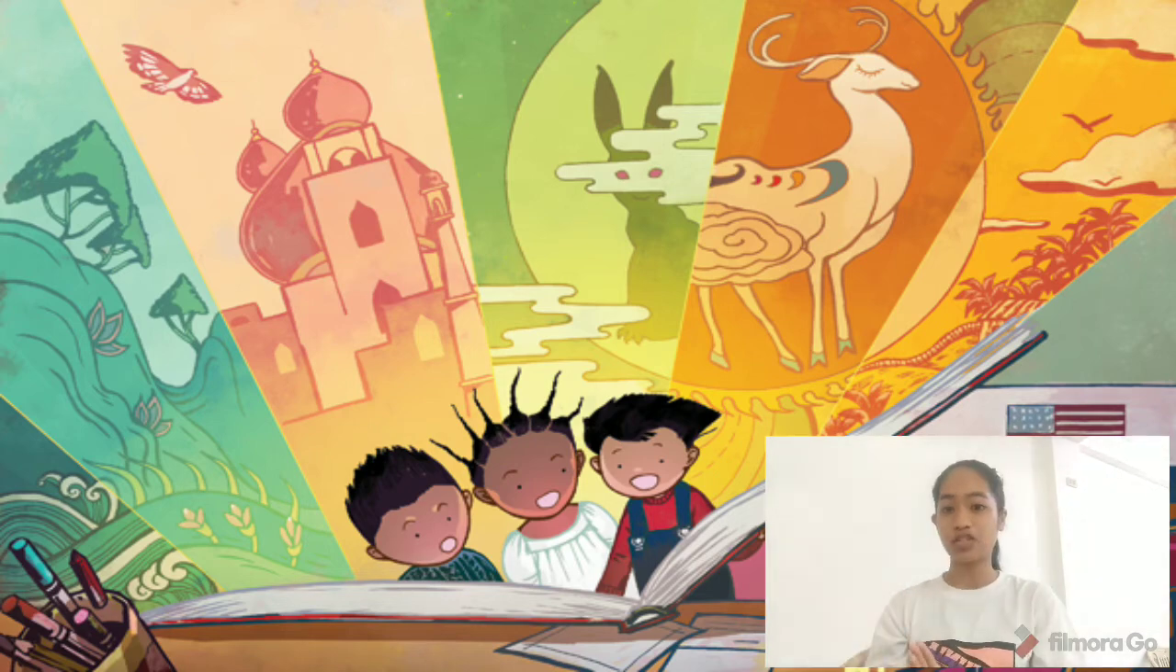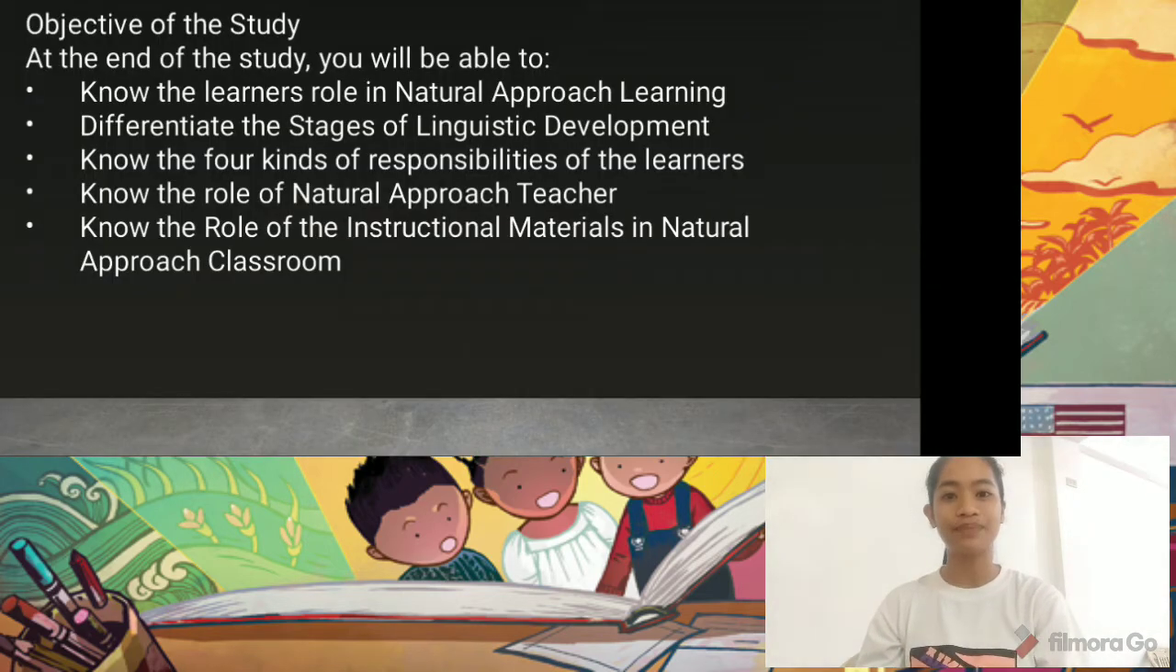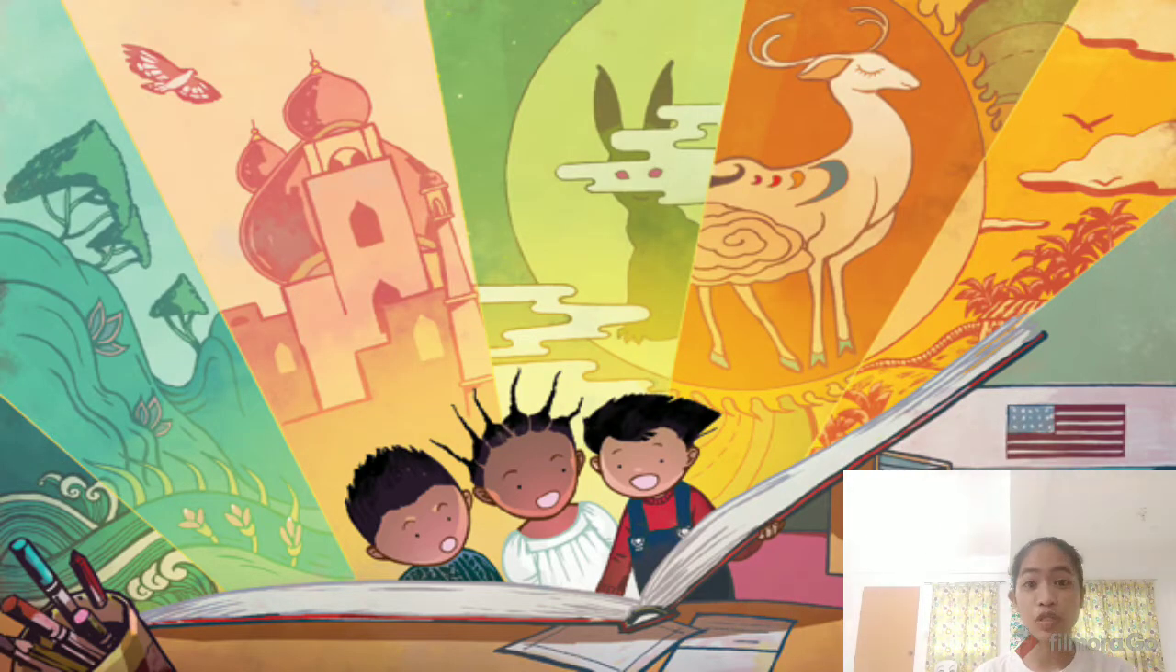Good day everyone, I am Jovelyn H. Perez from BS Ed 2 English to discuss the learner's role, the teacher's role, and the instructional materials role in a natural approach classroom. Here are the objectives of our study. At the end of the lesson, you will be able to first know the learner's role in a natural approach classroom. Second is to differentiate the stages of linguistic development. Third is to know the four kinds of responsibilities of the learners in a natural approach classroom. Fourth is to know the teacher's role in a natural approach classroom. And lastly is to know the instructional materials role in a natural approach classroom.